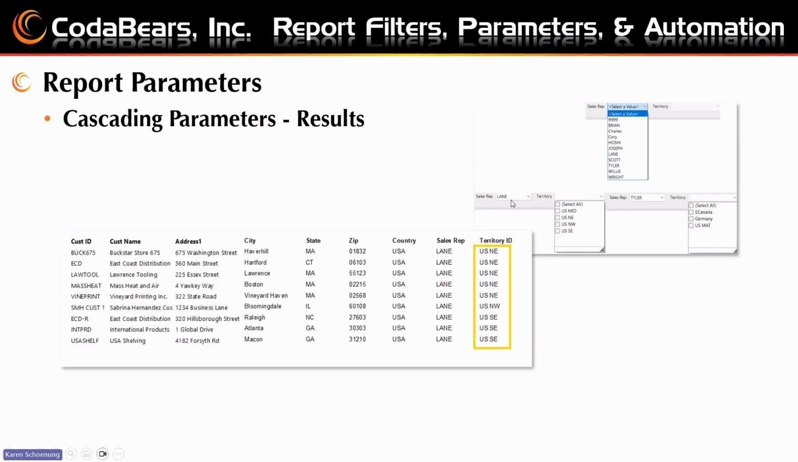And then I showed a couple different examples. After I chose the sales rep Lane, these are the territories that are available for that sales rep. And for the sales rep Tyler, these are the territories that are available for Tyler. The report example shows the selection of Lane as the sales rep, and 3 out of the 4 territories that Penny Lane has. Notice the US mid territory is not selected because we don't see any results with US mid territory.